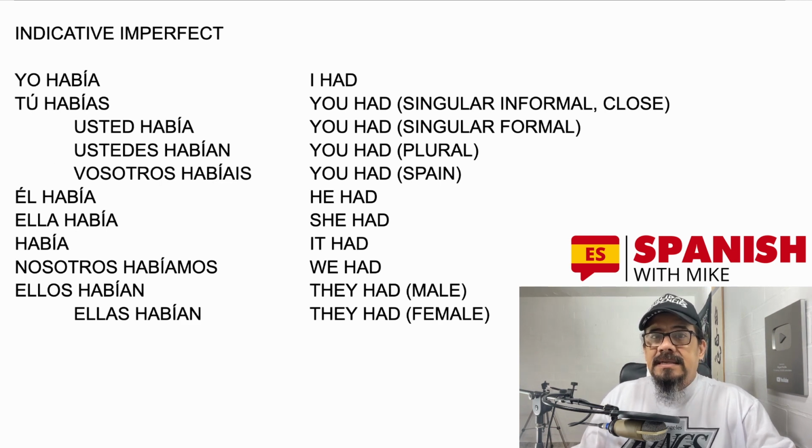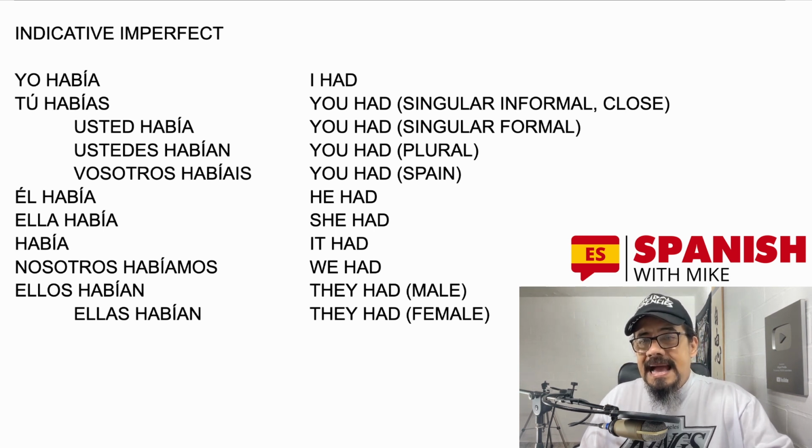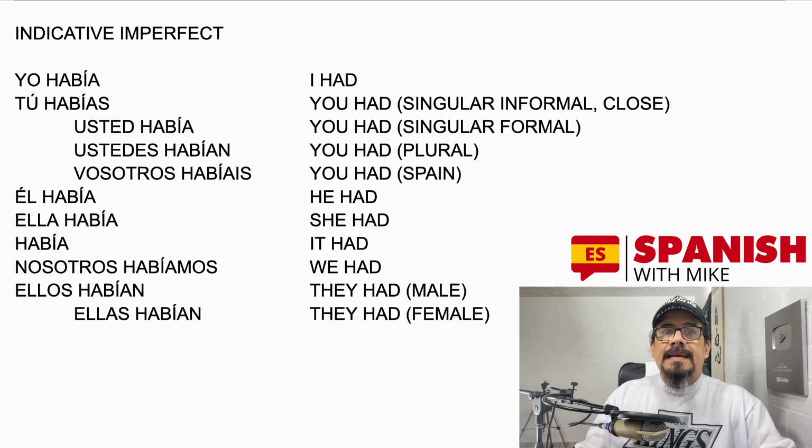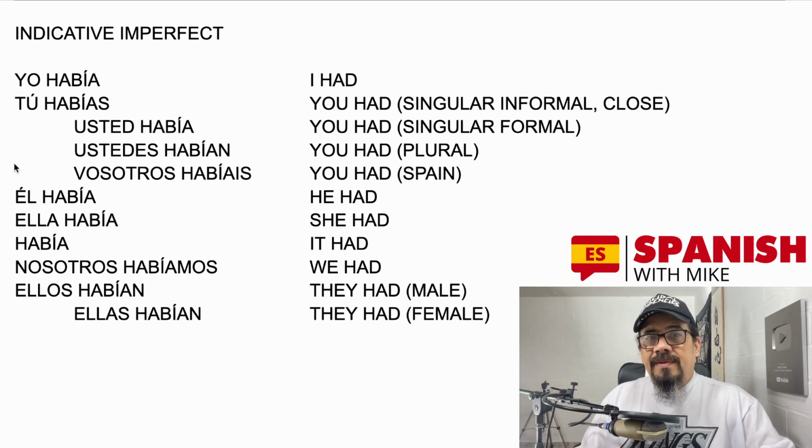Vosotros habíais, Spain. Él había, he had. Ella había, she had. Había, it had. Nosotros habíamos, we had. Ellos habían, they had male. Ellas habían, they had female. And remember, always followed by a verb in the past participle form. Yo había leído, I had read. Ellos habían nadado, they had swum.